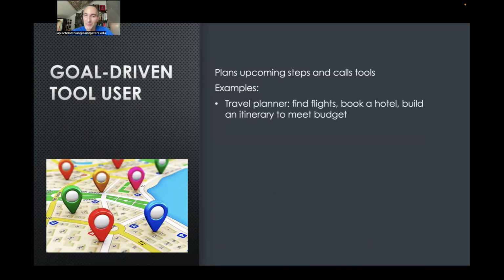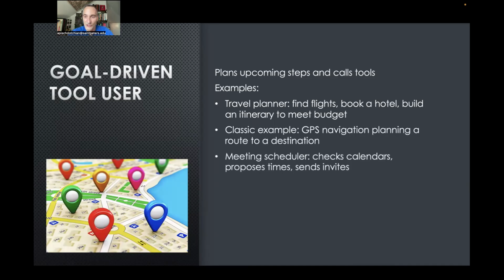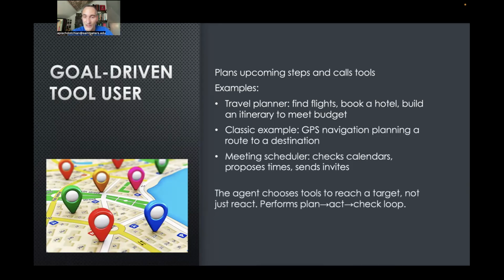Here's one example. A travel planner finds flights, books hotels, builds an itinerary to meet the budget. So you can imagine how many APIs are at play in here. And for each of the tools, perhaps an MCP that is calling or accessing those tools. A classic example is GPS navigation planning a route to a destination. Meeting scheduler checks calendars, proposes times, sends invites. So the agent chooses tools to reach a target, not just react. It performs a plan, it acts on it, it checks the loop.